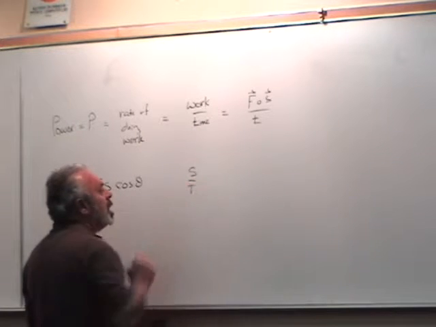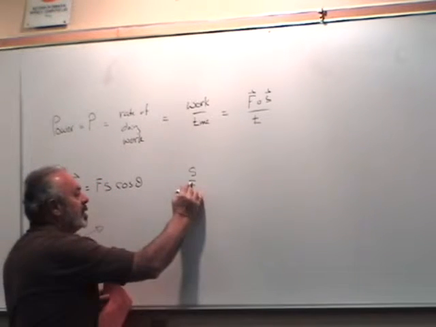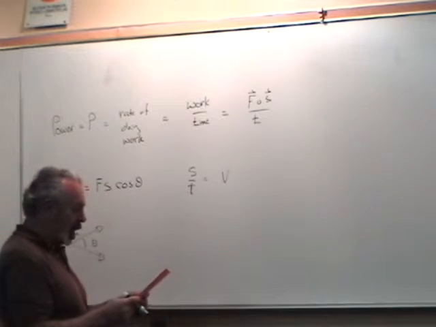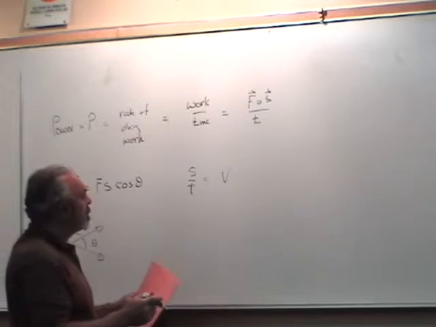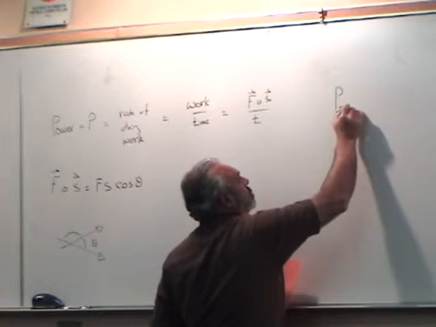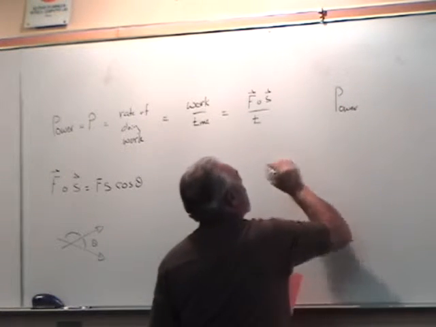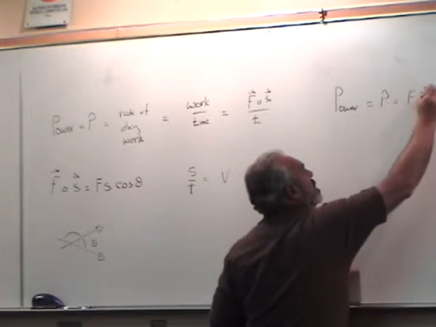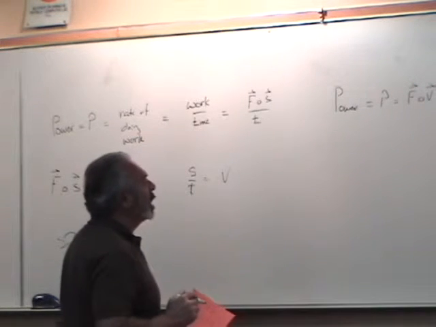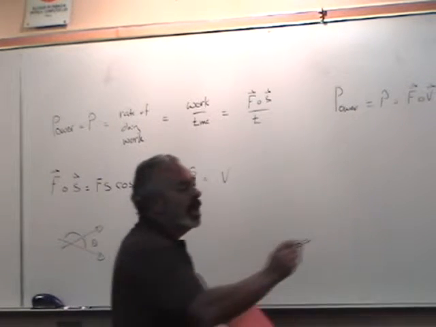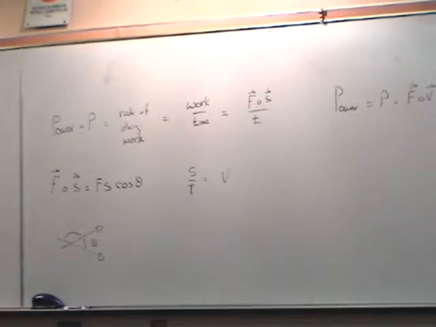S over t, the distance that you travel divided by the time it takes to travel that distance, of course, is just the velocity in that direction. So, we're going to say that the power is actually going to be F dot V, the power, P, equals F dot V, and of course it's going to be a scalar product. So what you do is you choose the component of F parallel to V, and there is a simple component of F parallel to V, as you can see here.